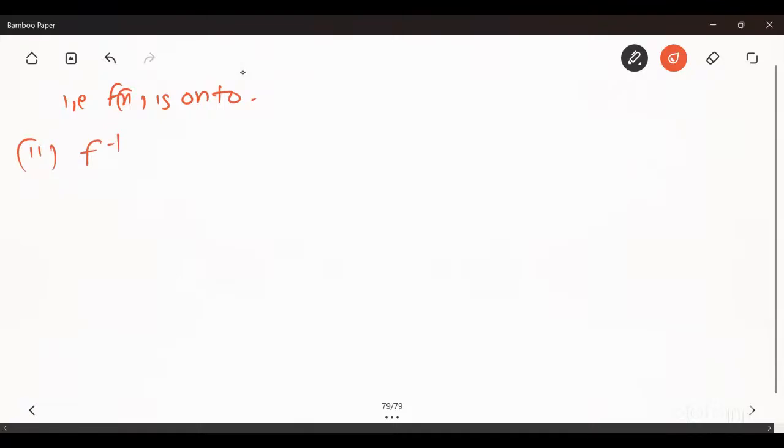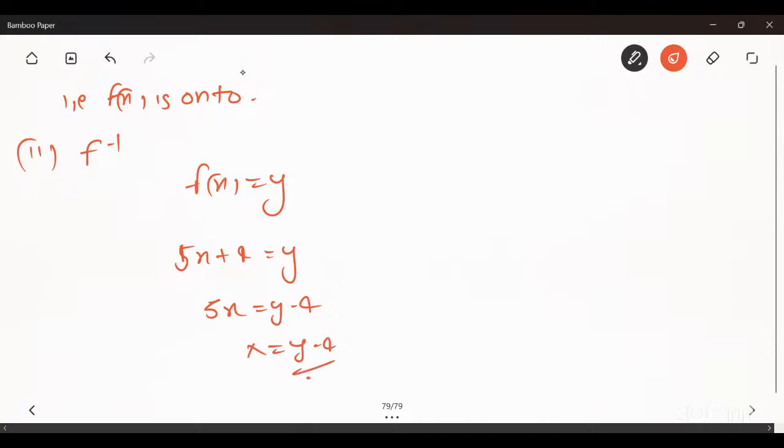Now, third one, we have to find the f inverse. Now, we know that if a function is one-one and onto, then the inverse of the function exists. So f(x) equal to y. So f(x) is 5x plus 4 equal to y. So 5x equal to y minus 4 and x is equal to (y minus 4) by 5. So f inverse of x is equal to (x minus 4) by 5. That was the answer.